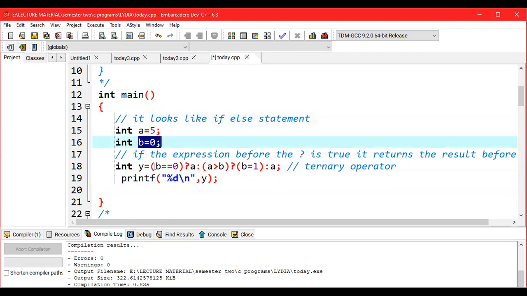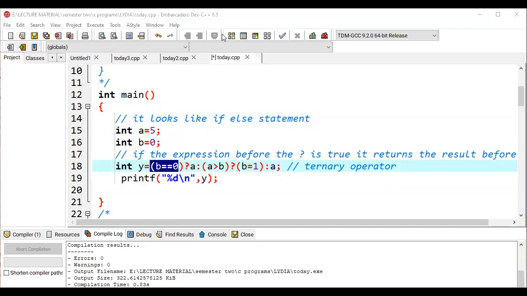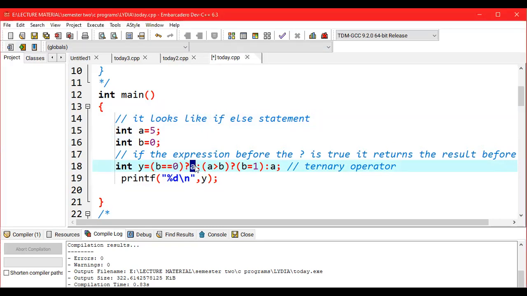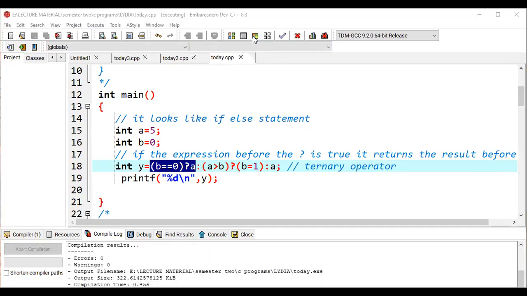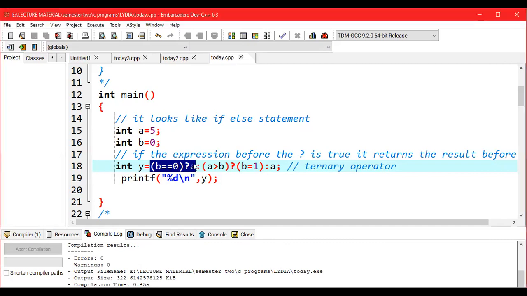So the first statement says, is B equal to 0? Jamila, is that one true? Jamila, I'm asking you. Yes. Is it true? Yes, please. So if this one is true, it will have to return for you the value of A. All together there? So this one now will return the value 5, and that will be the answer as 5. Because it has been satisfied.